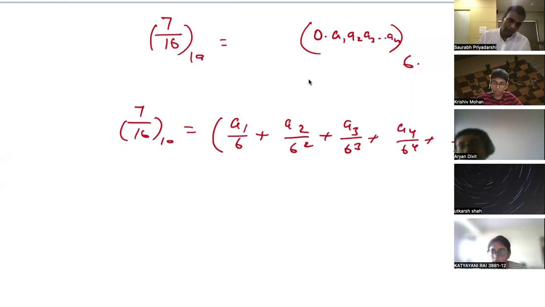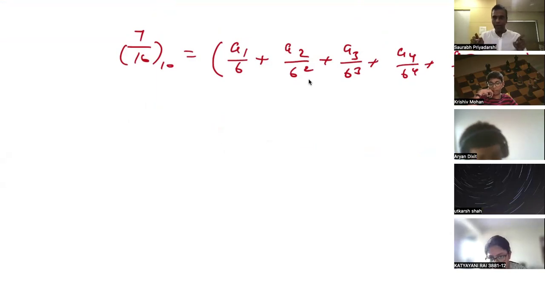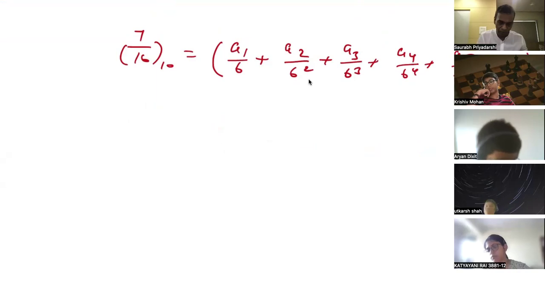Yes, sir. Now I have to find the value of A1, A2, A3. This is not very tough, but this is not easy. So why am I saying both things? If I try to find this out from this result directly, it will be very tough. But if I find these numbers A1, A2, A3 one by one, then it will be very easy. How?